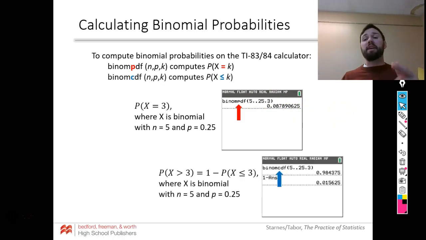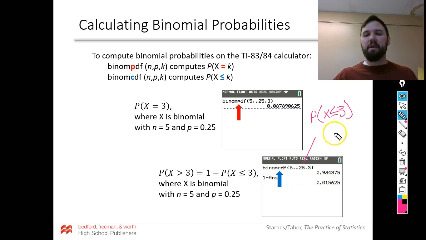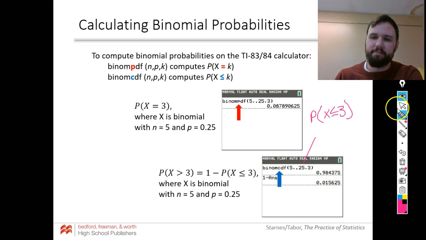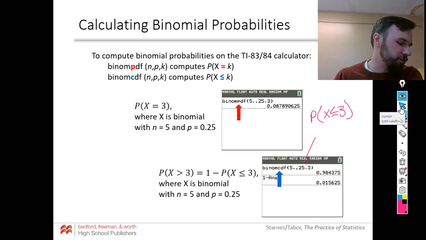For greater than 3, I could have done the complement. CDF means cumulative. PDF gives you 1 value. CDF gives you from 3 on down. So think about this. When I did binomcdf, what I'm actually finding is the probability that X is less than or equal to 3. So that means 0, 1, 2, and 3. If I subtract that from 1, I'll get the probability of 4 and 5. Which we did. We'll go through this more in class. This is an intro. Make sure you know how to do it both ways.